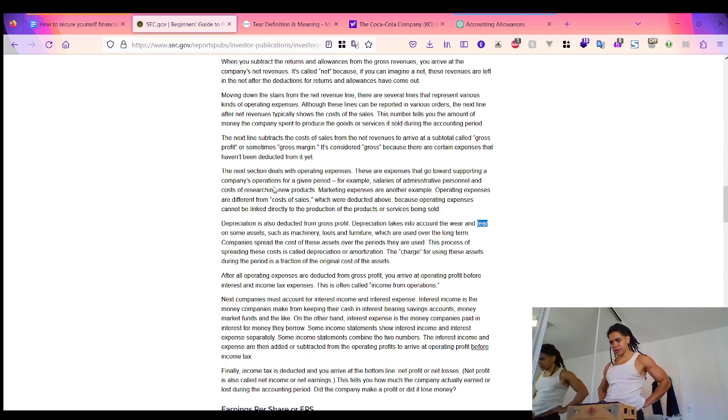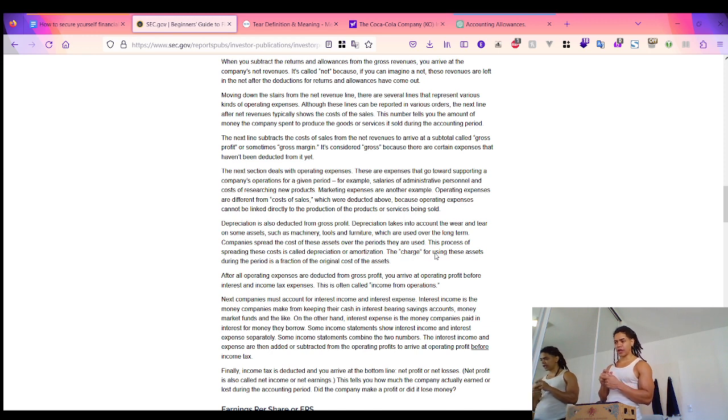There is wear and tear on some assets, such as machinery, tools, or furniture, which are used over the long term. Companies spread the cost of these assets over the period they are used. This process of spreading this cost is called depreciation or amortization. The charge for using these assets during the period is a fraction of the original cost of the assets. But here they mention the depreciation. Depreciation is also deducted from gross profit.